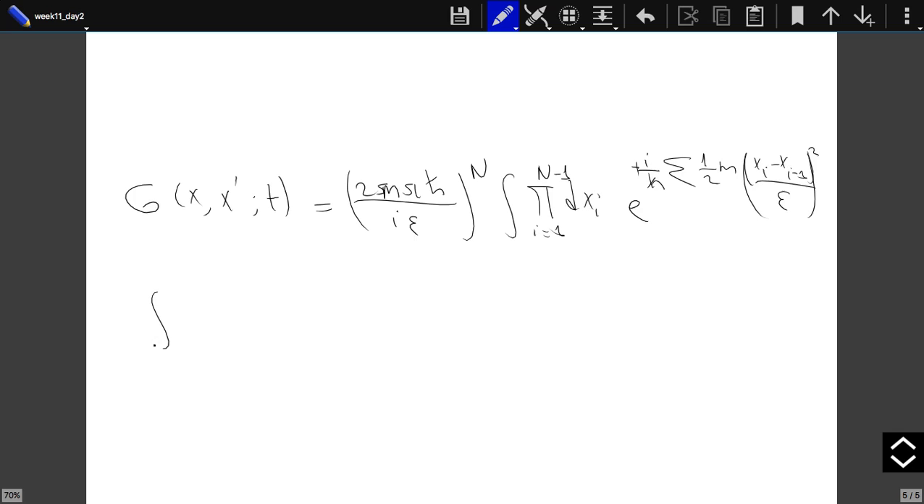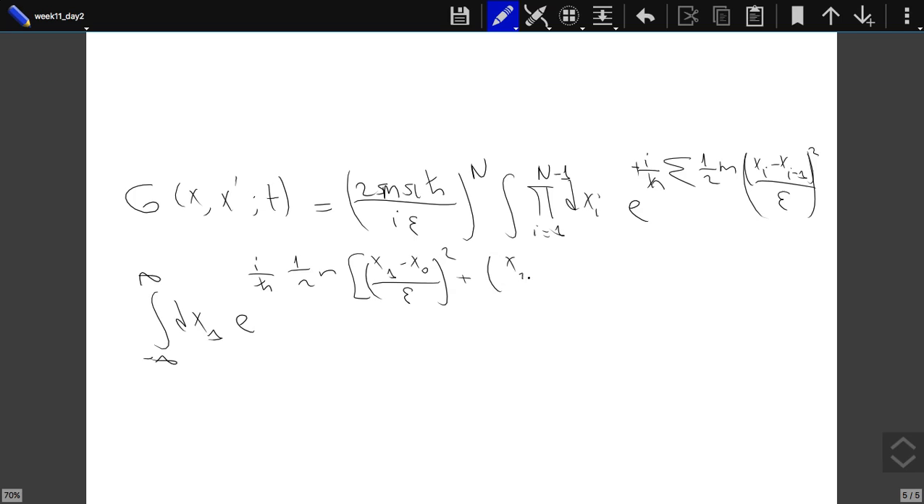Integral over dx1 from minus infinity to infinity. Let us write the terms that only contain x1. How many terms do I have that contain x1? Not 1, 2. You see, we have 1 over 2m x1 minus x0 over epsilon squared, and also x2 minus x1 over epsilon squared. I have 2 terms.